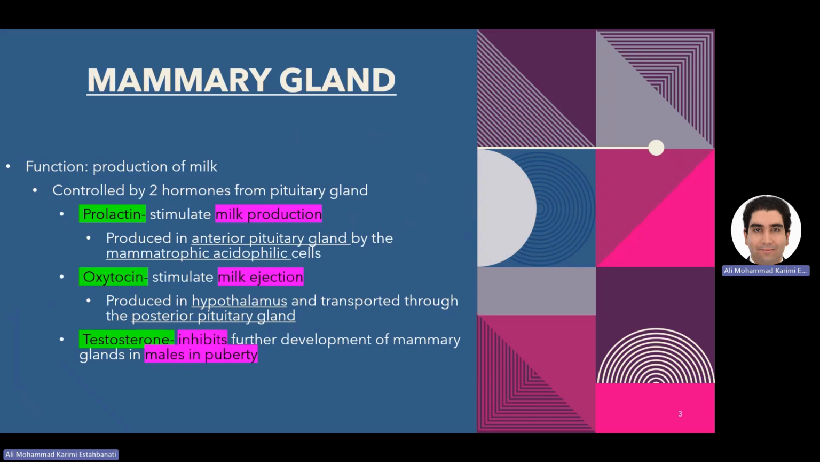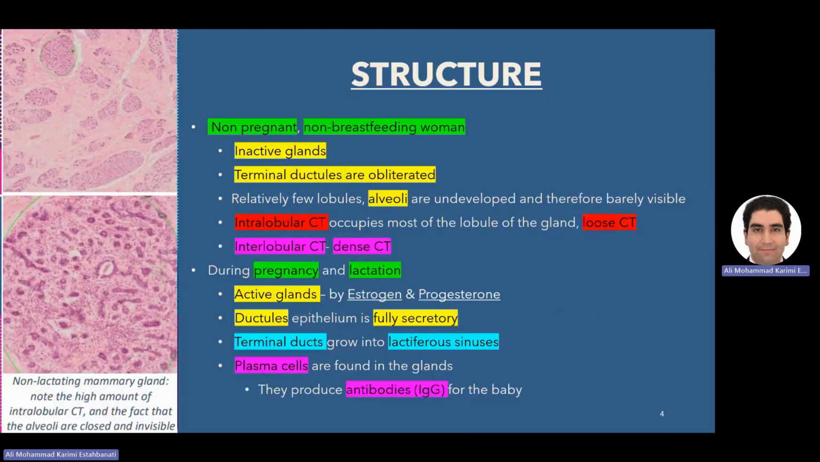Now, although testosterone is not a hormone that regulates this gland, when testosterone gets produced, it will inhibit the development of the mammary gland in males. Now, next thing we need to know is the structure.